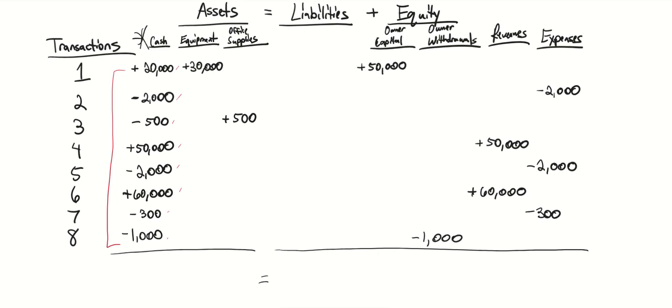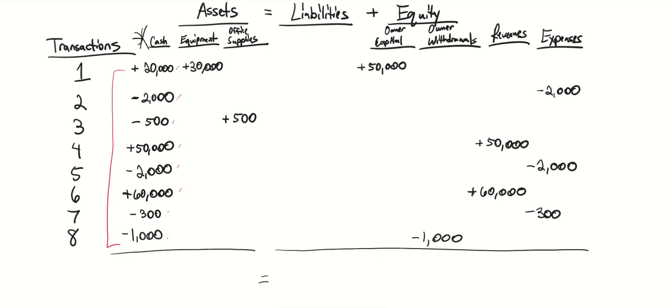Then we move on to equipment. Equipment shows a positive $30,000. Office supplies, a positive $500. Then on the right side of the equation, we have no liabilities. So the company didn't incur a liability, which is great. But as companies get bigger and bigger, eventually they will take on some debt or some liabilities to help them fund their operations.